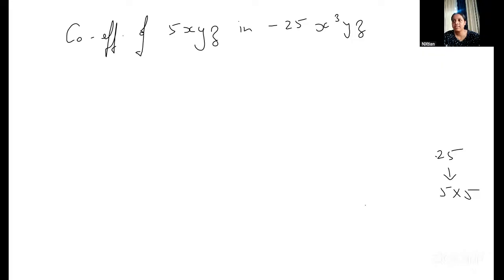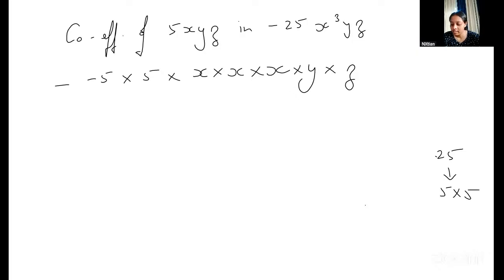See, the method is the same, just that we have to expand 25 into 5 times 5. Write it in expanded form first. In expanded form, it becomes minus 5 into 5 into x cube, that is x into x into x into y into z. So x, y, and z I will remove. Also, it says 5xyz, so one 5 you will remove. Is it minus 25 or minus 20x square? It is minus 5x square.